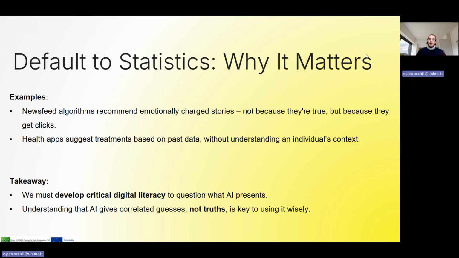And so the takeaway that we must bear in mind is that developing critical digital literacy to question what AI presents is super important, and understanding that AI gives correlated guesses and not truths is key to using AI systems wisely.